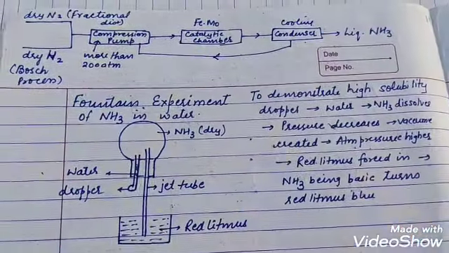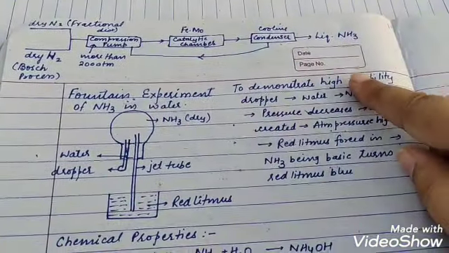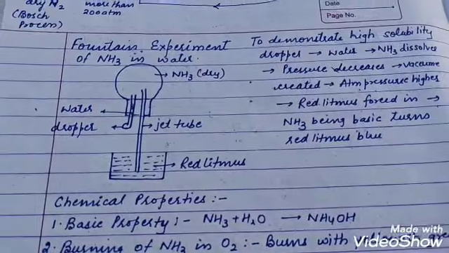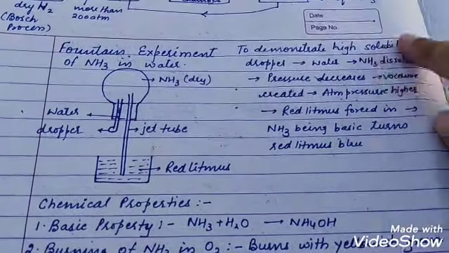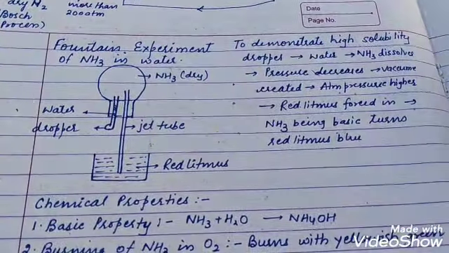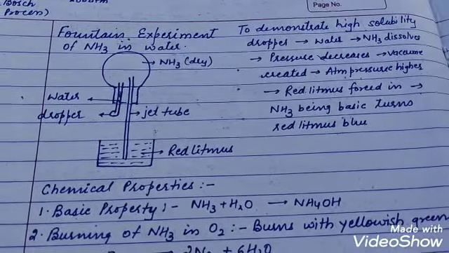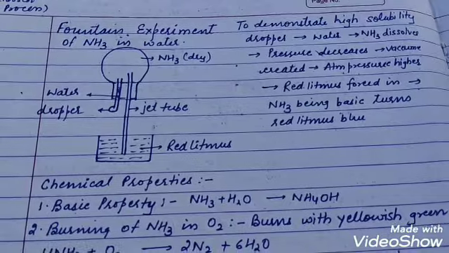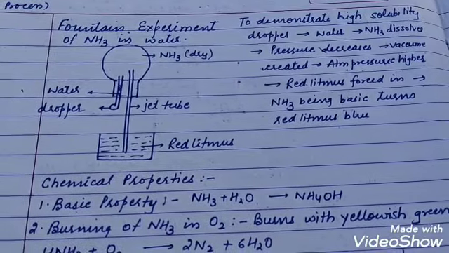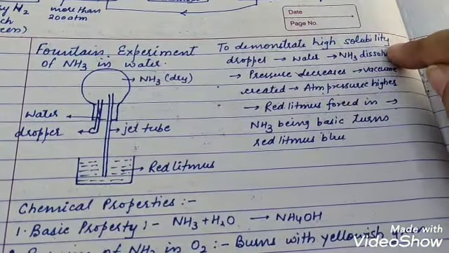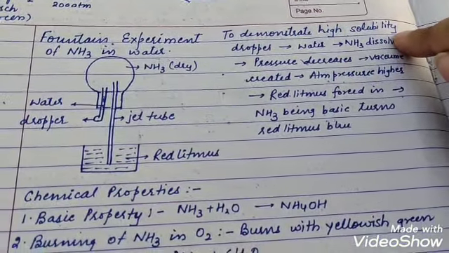All right, I hope that Haber's process is clear to you. Now the fountain experiment. What is the use of this fountain experiment? To demonstrate the high solubility of ammonia in water. As with HCl, the fountain experiment is shown by 2 gases, ammonia and HCl. So what is the use of this? To demonstrate the high solubility of ammonia in water.